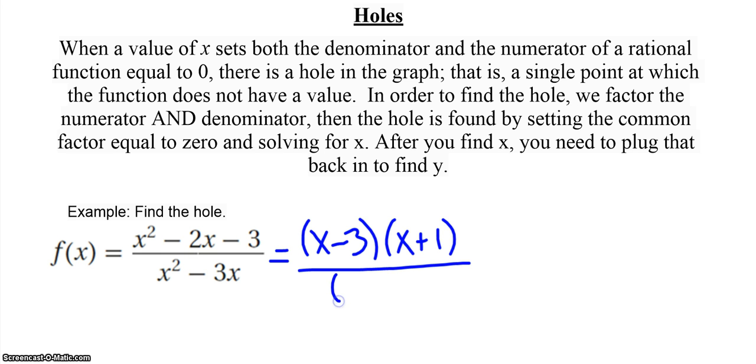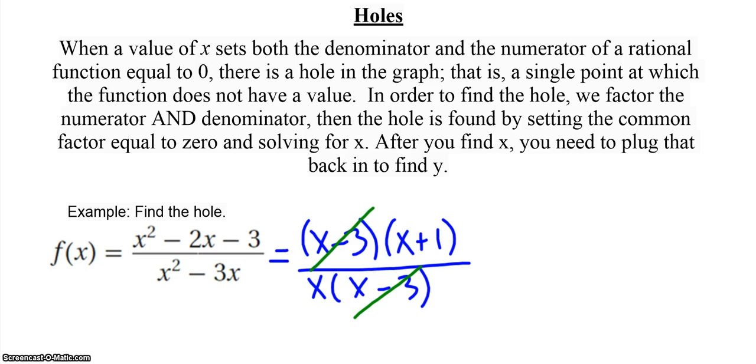In the bottom, we're going to pull an x out, and what we're left with is x minus 3. With all that done, what we have on top and bottom is a pair of x minus 3's. So we're going to go ahead and just cancel them off. When you do this, that's when you have a hole. A hole, like we just said, is when the top and bottom cancel out. They have to be the exact same thing.